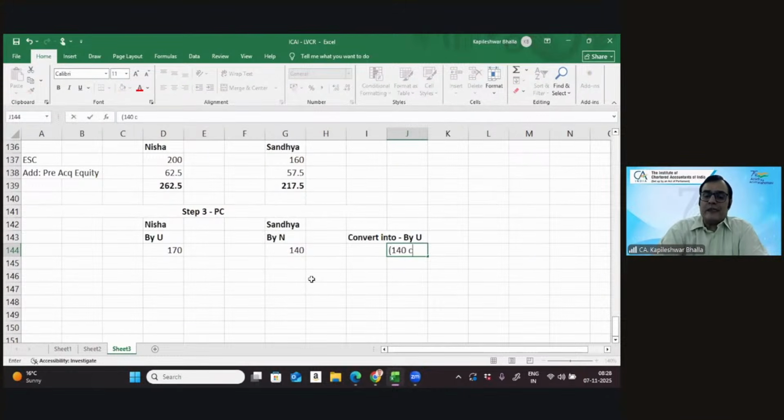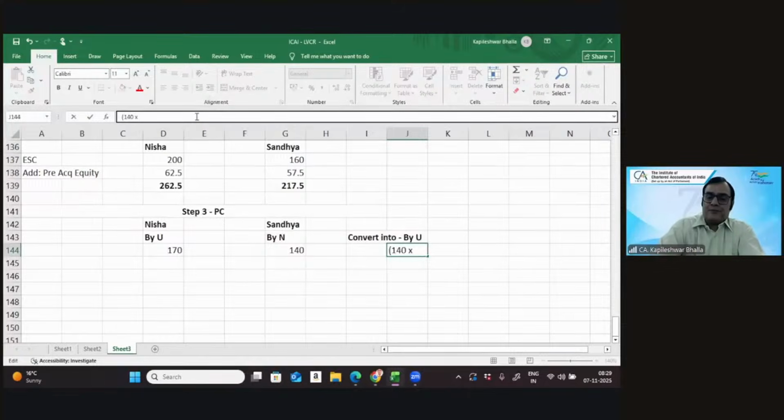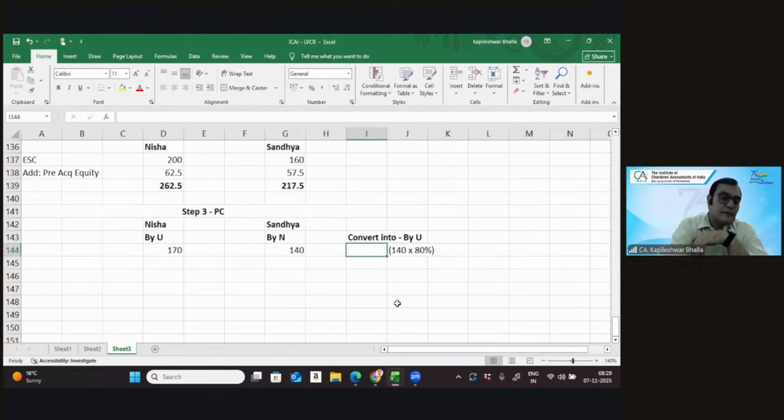So can I say 140 into what? Tell me, 60 or 80%? What are you going to consider? That's right, because we got an 80% stake in the company, you need to consider 80%. So 140 into 80% is 112. That converts the data on the effective percentage. Okay, that's superb indeed. Now we go on to the next step, step number 4.